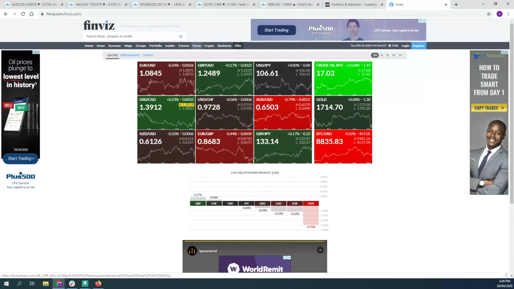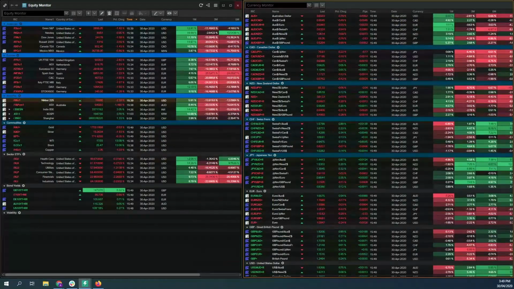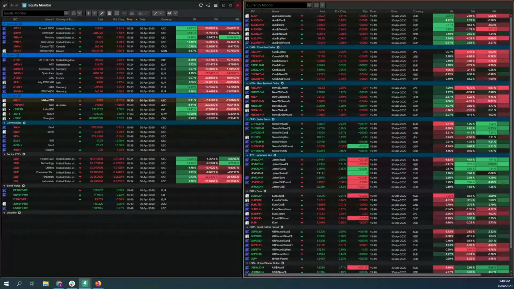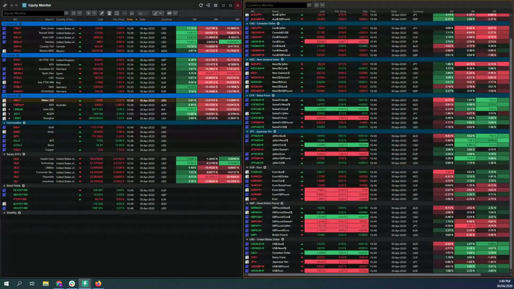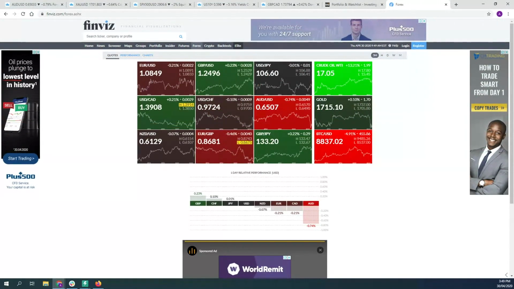And if we just compare this with what we saw on the Zenith, if we just quickly open that up, we can see leading the pack to the downside, we have the Aussie. Leading to the upside is the pound. And if we just compare that with Finviz, we can see Aussie to the downside, pound to the upside. And then we also see weakness in the CAD, the Euro, and the Kiwi. So there's a couple of ones that you can use.